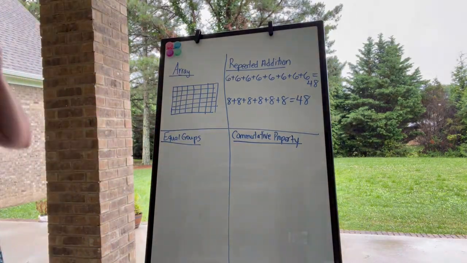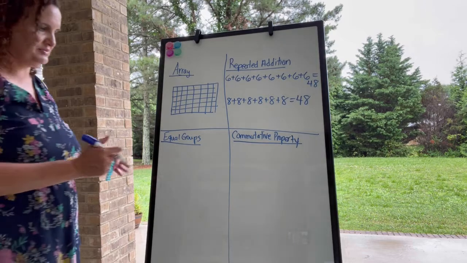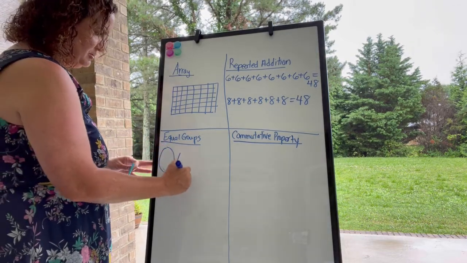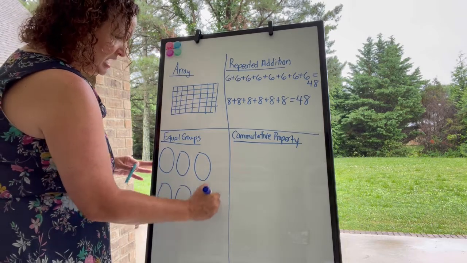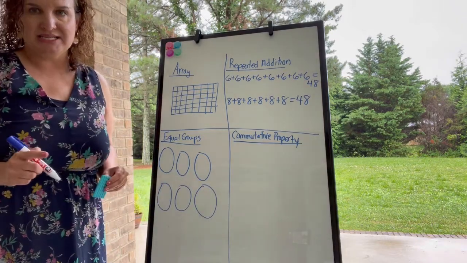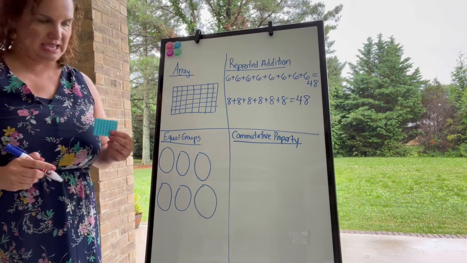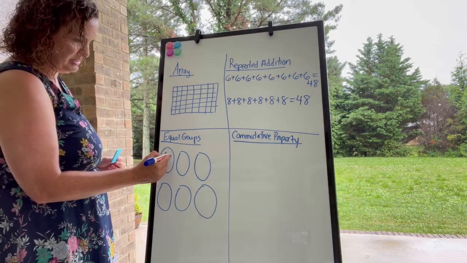Now let's go ahead and do my equal groups. I'm going to have 6 groups, so I'm going to draw my 6 circles. And then I want to put how many dots in each? 8. Okay, so put your 8 dots in each circle.